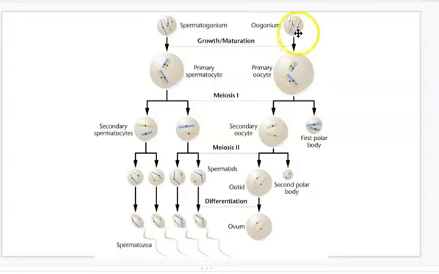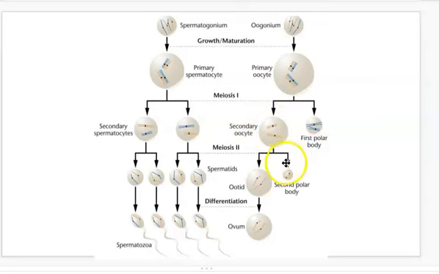That only happens early in fetal development in the female. Females are born with primary oocytes that have started meiosis I. They will only finish meiosis I right before ovulation. So right before ovulation, it finishes meiosis I, and a secondary oocyte is what is ovulated.